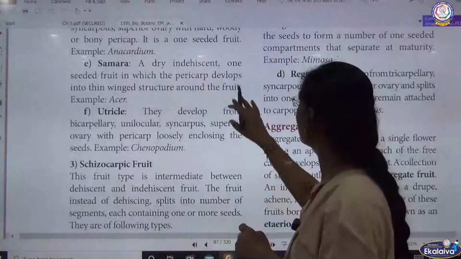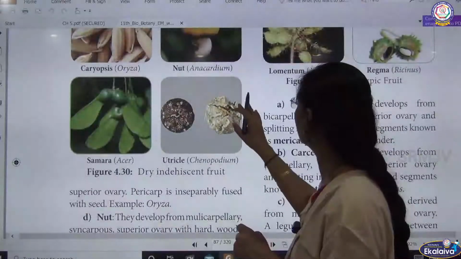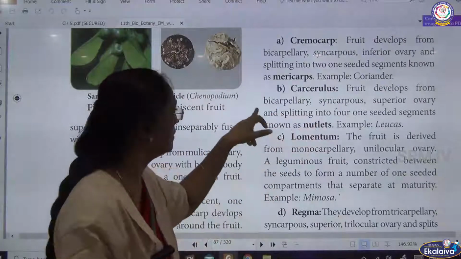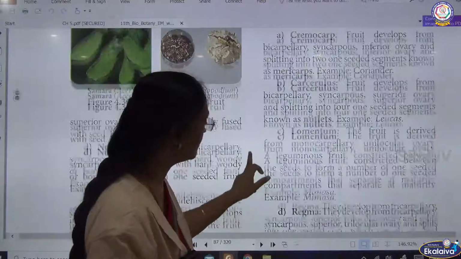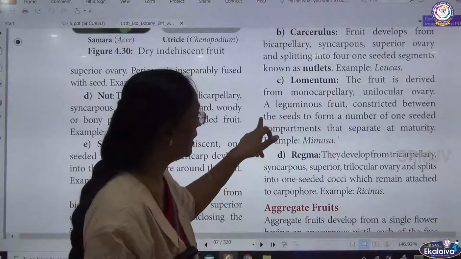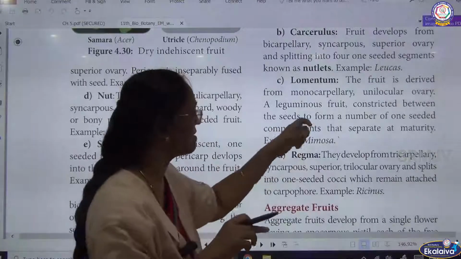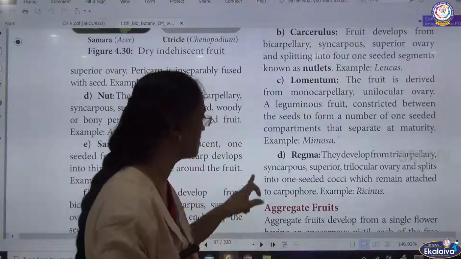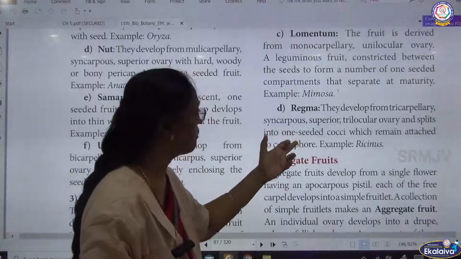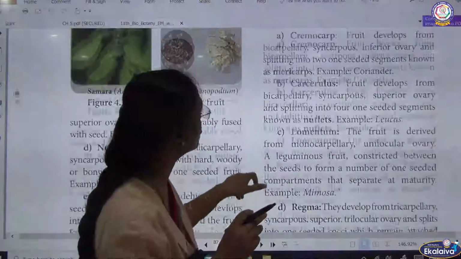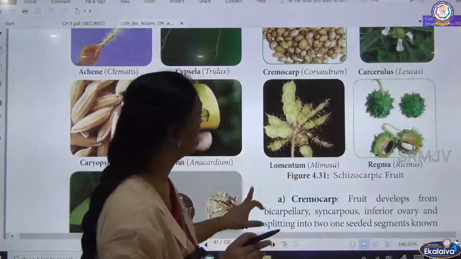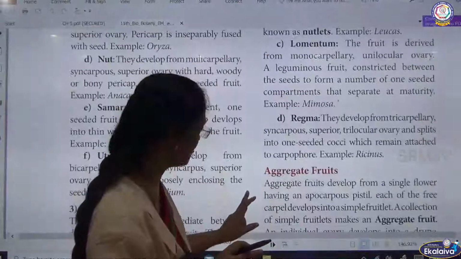In this, the example is a fruit we are very familiar with, what you call a cremocarp, which you can find in coriander, and carcerulus, which you will find in Ocimum, and the example Lomentum, mimosa, and tamarind you will find, a leguminous fruit constricted between the seeds and forming a number of one-seeded compartments. And the last one is the regma, Ricinus, the castor you will find. So one-seeded cocci you can find in this picture, it's getting split into. So this is the castor seed which you can find. Okay, this is the Lomentum. In mimosa also you will find.